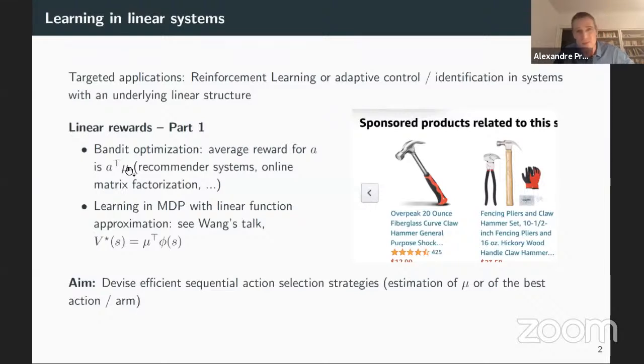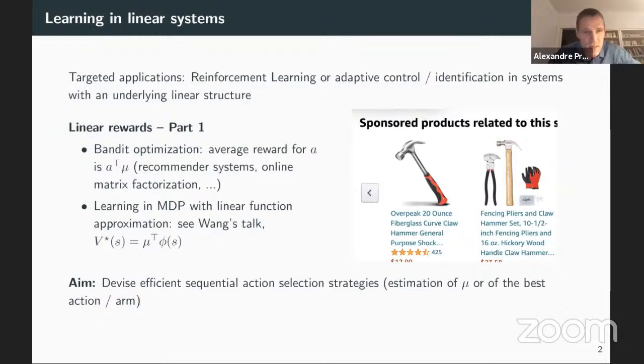So you get a sample of reward of average A transpose mu, where mu is unknown. This linear bandit optimization has been extremely popular to model recommender systems and any system using matrix factorization. Another example of linear structure in the rewards was mentioned by Professor Wang in her talk the first day of the workshop. It's about learning in Markov decision processes with so-called linear function approximation. And in this case, the value function of the MDP can be expressed as a linear function with, of course, unknown coefficients mu. So in the first part, the goal is really to devise an efficient sequential action selection strategy to either estimate mu, the unknown parameter dictating the reward, or directly to estimate the best arm, the best action, or the best policy in MDPs.